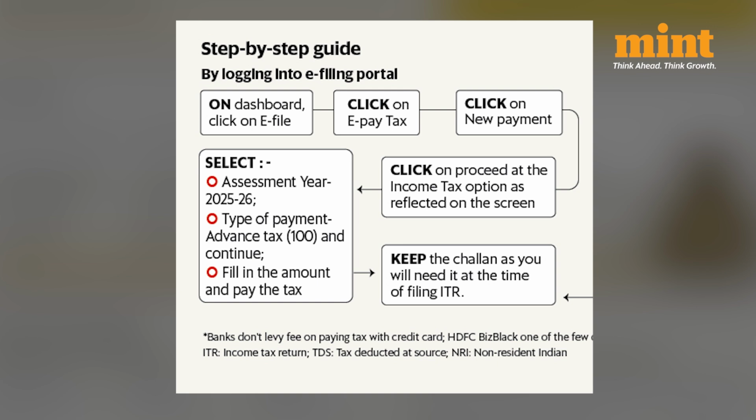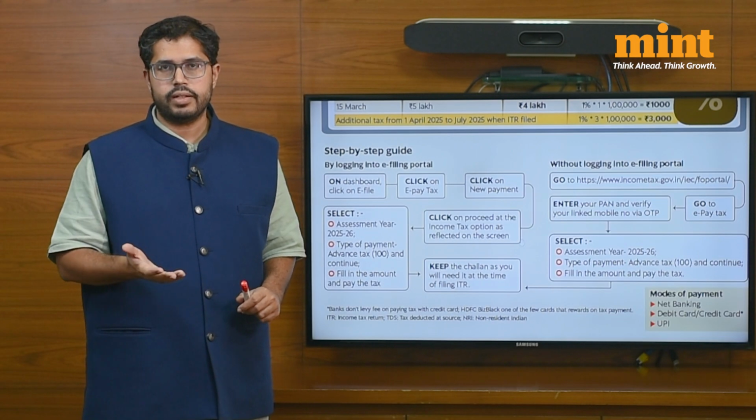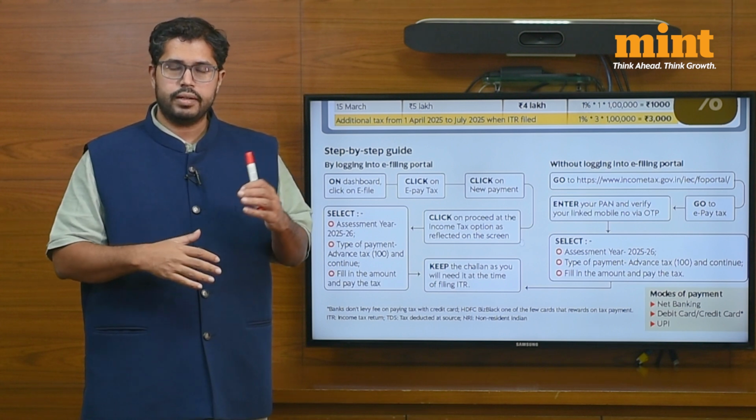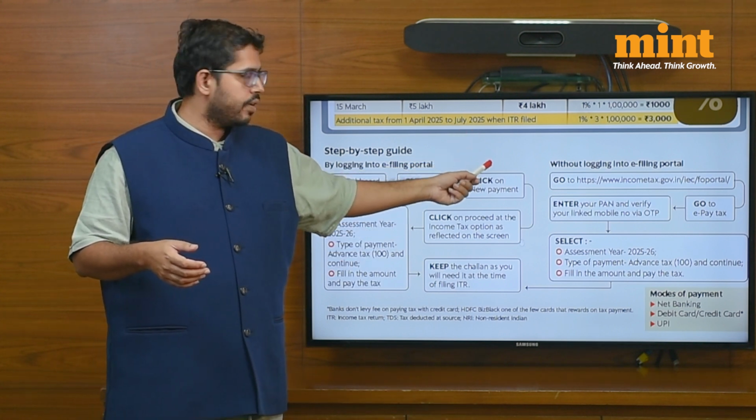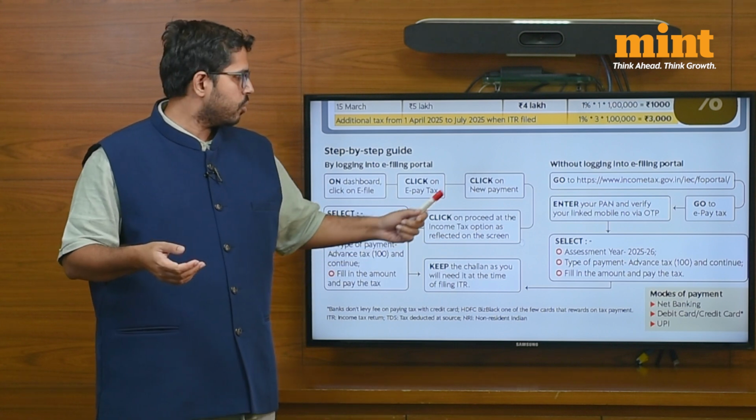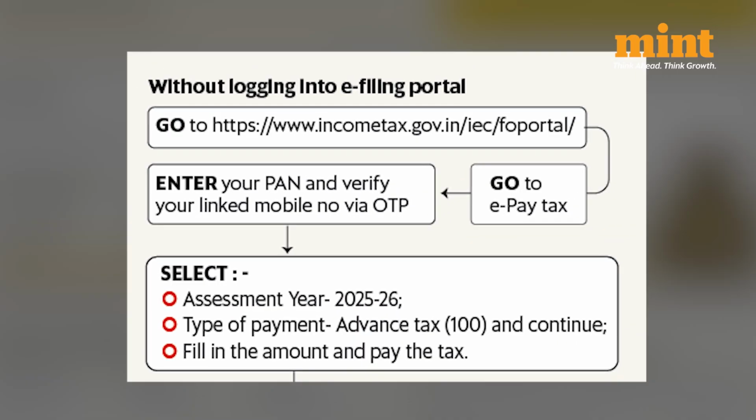There's another way of paying advance tax which does not require you to log into your e-filing account, and that is through the FOC portal. So again, you go to e-pay tax, you validate your mobile number which is linked to your PAN with an OTP, and then again you select the assessment year, you select the type of payment, advance tax code 100, and you fill in the amount and pay tax.